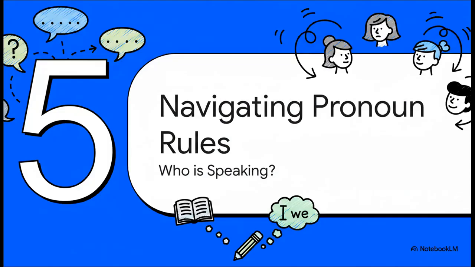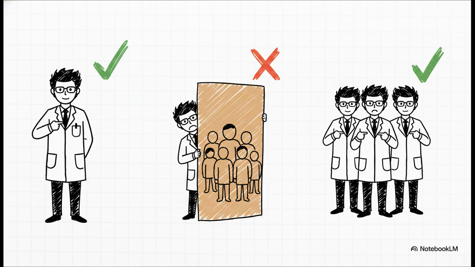And finally, Section 5, Navigating Pronoun Rules. Who is speaking? Pronouns replace nouns, and every single pronoun needs a clear antecedent so we aren't guessing who did what. The rules here are actually really clear-cut. If you are writing a paper by yourself, use I. Please don't use we if you don't actually have co-authors. If you do have co-authors, then use we.